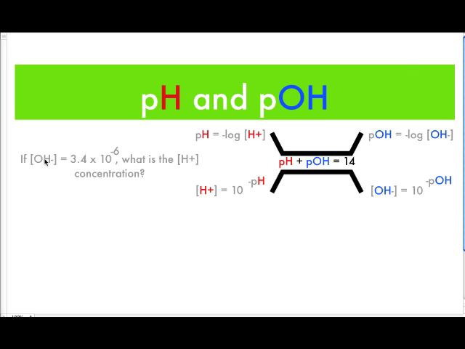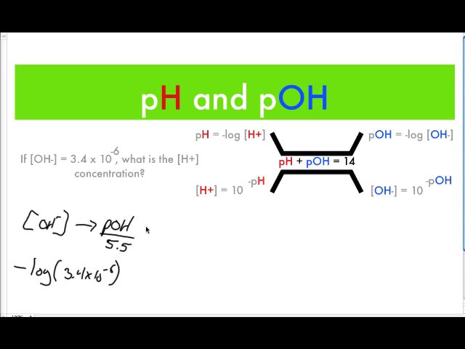Last example, if I have a hydroxide concentration of 3.4 times 10 to the negative 6th, what is the hydrogen concentration? A little bit more work here because I have my hydroxide, but I need to get it into pOH to get across the bridge. All right, so our first step is going to be to figure out what the pOH is from the hydroxide ion concentration. And that's negative log of that hydroxide, 3.4 times 10 to the negative 6th. My pOH, if I plug that in, is 5.5.